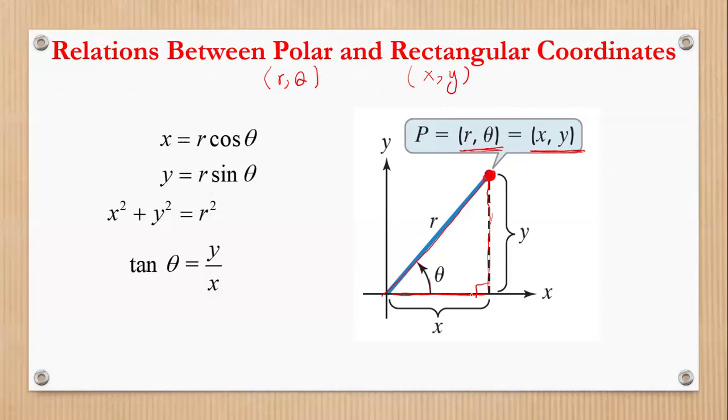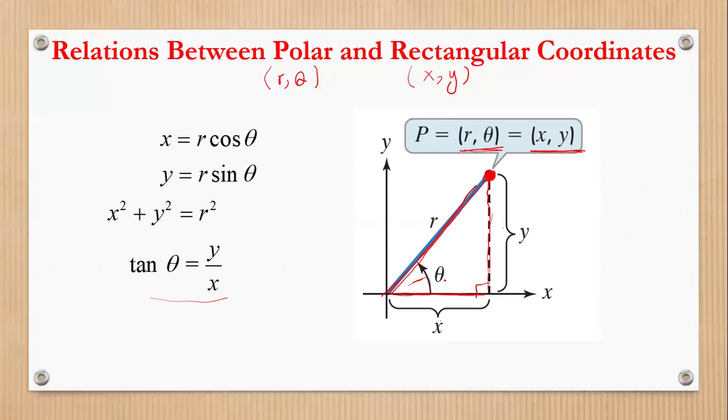As you see, the tangent of this angle, based on the right triangle property, is opposite over adjacent, which is y over x. So the tangent of this angle is always y over x. We can also use the Pythagorean theorem. We say r squared, the hypotenuse of this triangle, is equal to x squared plus y squared.